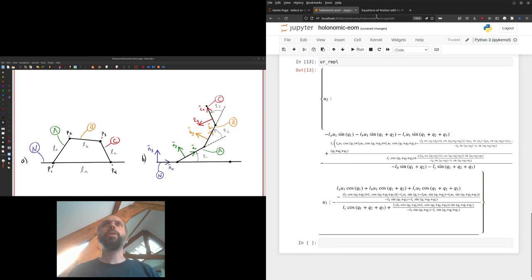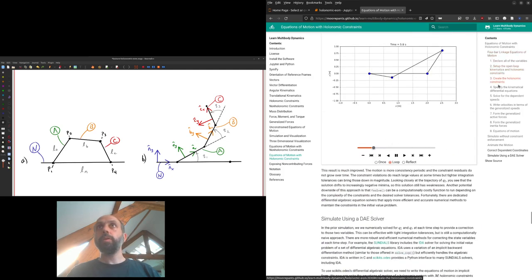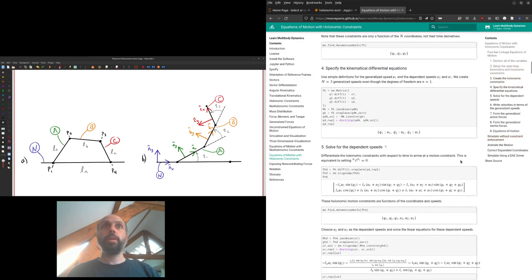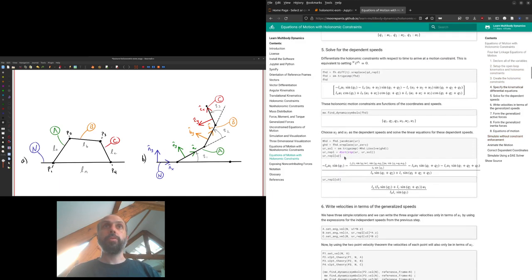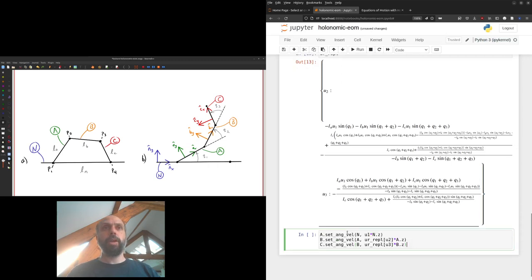And I don't want to spend an awful lot of time on the rest of that process because it's no different than the prior process. So if I come to the notes, we made it down to this UR REPL stage. And the next stage is to create these velocities. So I'm going to write my velocities, the angular velocities and the linear velocities, such that they're only in terms of U1, which is our only actual generalized speed.